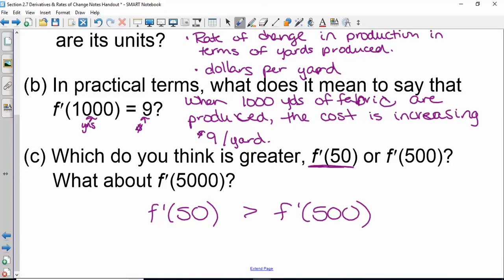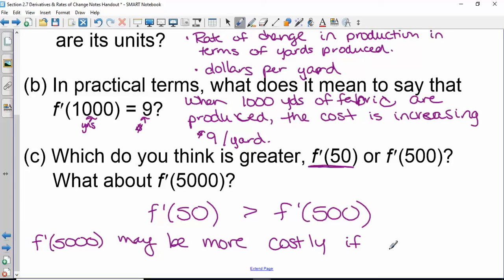We can't say it's always cheaper to make more. At some point, you reach your maximum capacity, and to make more, you're going to have to upgrade everything. So we have to be careful. There is a point where it's no longer going to be profitable. So I'm going to write out: F prime of 5,000 may be more costly if production becomes inefficient.